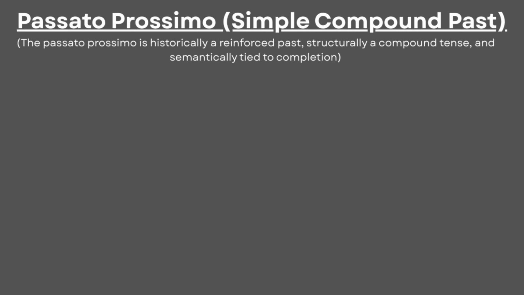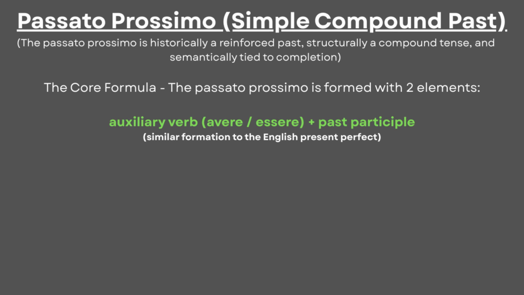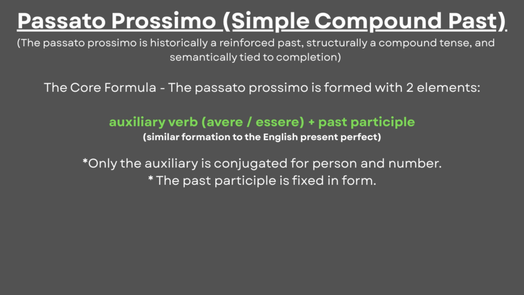Now, it's important to see the core structure of the tense, having two elements: an auxiliary verb, avere, essere, and a past participle. Think of it as the English present perfect, but in Italian, the focus is on completed past actions. We should know that only the auxiliary verb is conjugated for person and number, while the past participle is fixed in form. But there is a major rule that I will show later.